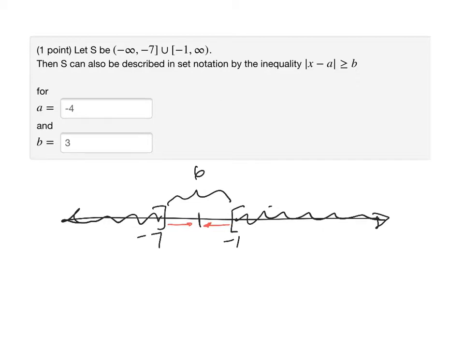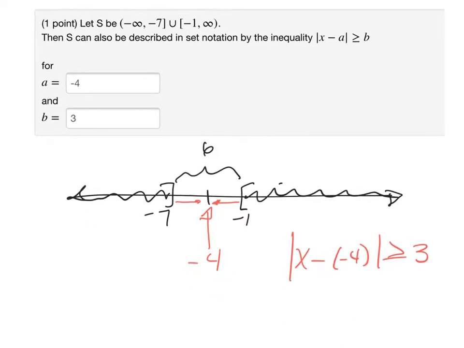So I have a distance of 3, so it has to be negative 4. So if I take a number and I subtract off a negative 4 from it, its distance had better be greater than or equal to 3. Want me to do that again? I'll do it with another set. Okay, let's try it with another set.